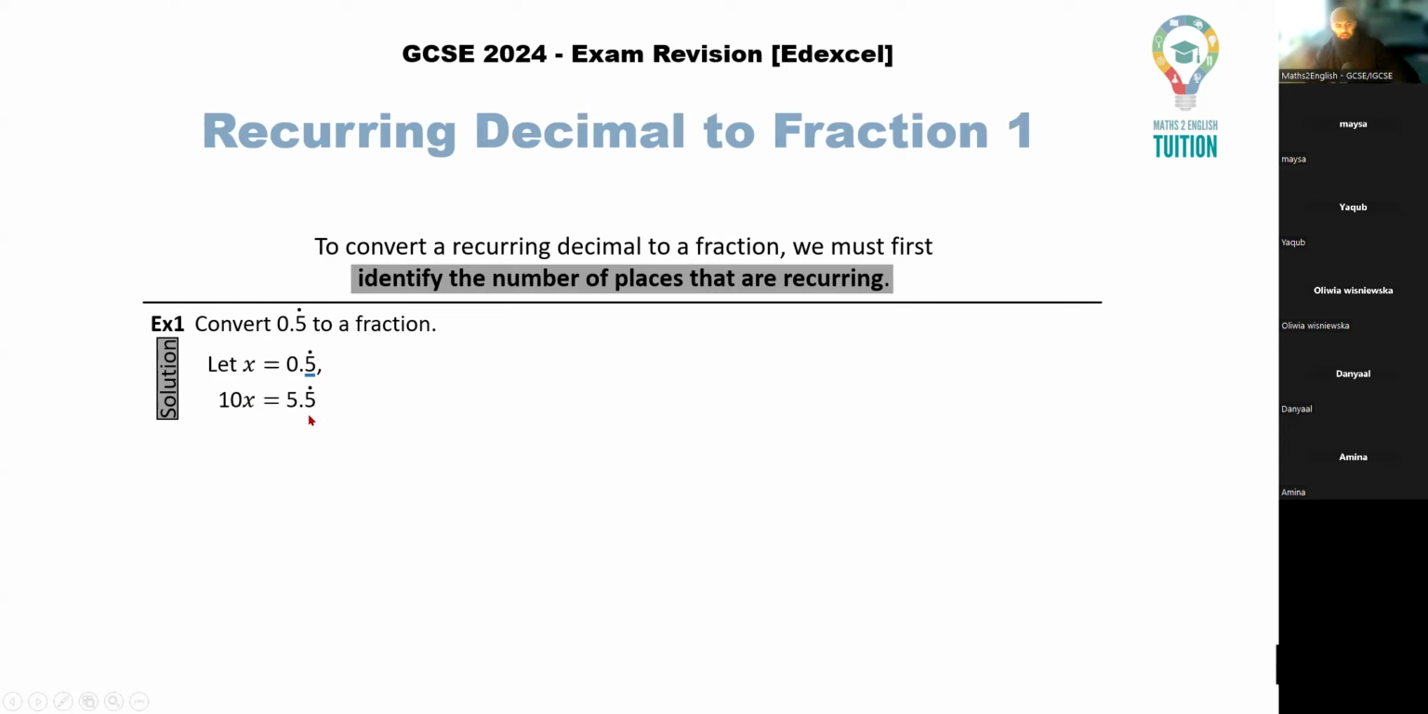It doesn't affect the recurring because recurring is infinite. It goes 0.55555 forever, okay? So what we do is we do like a simultaneous equation.